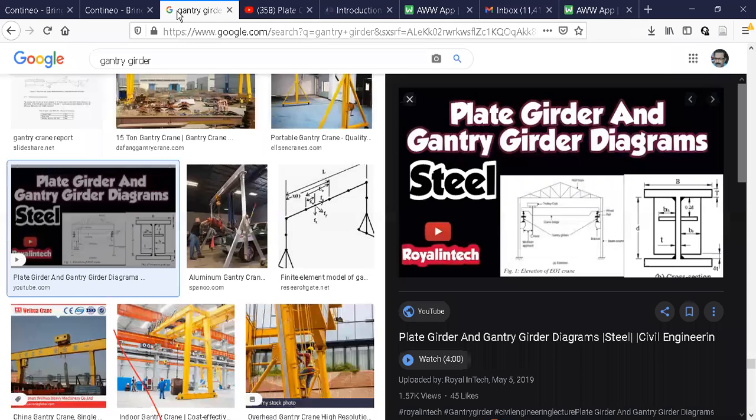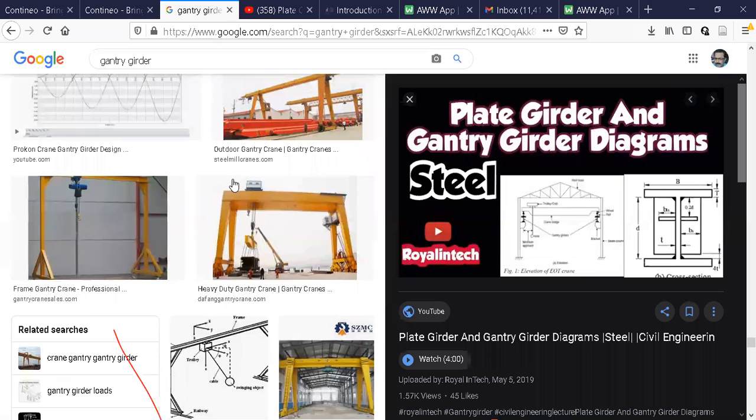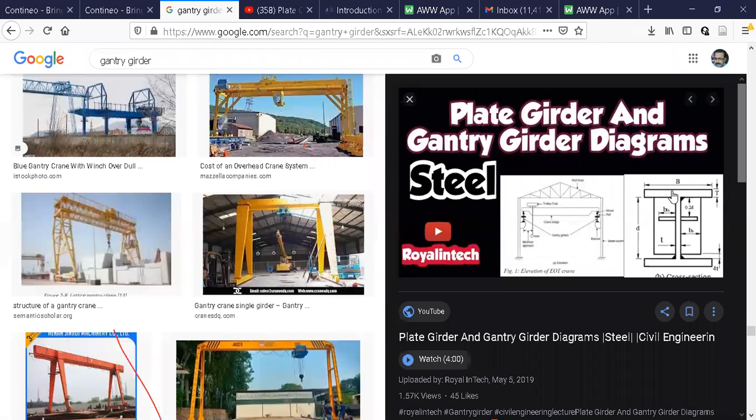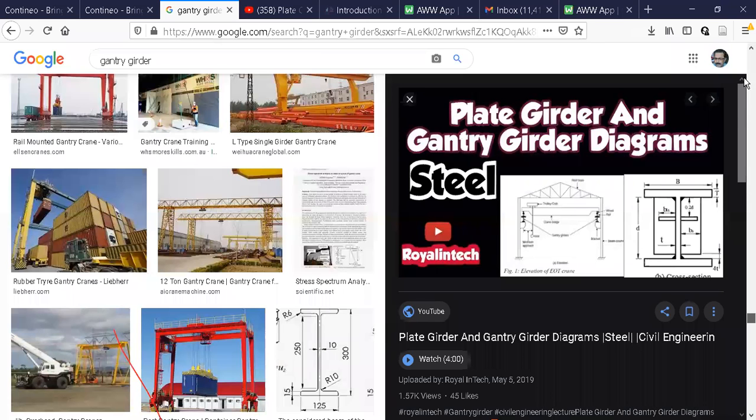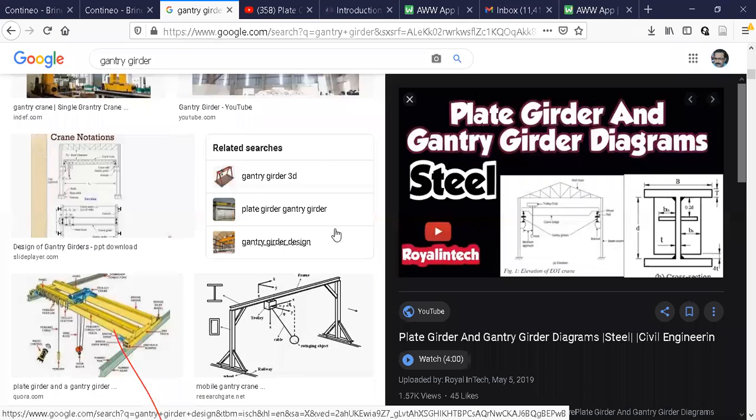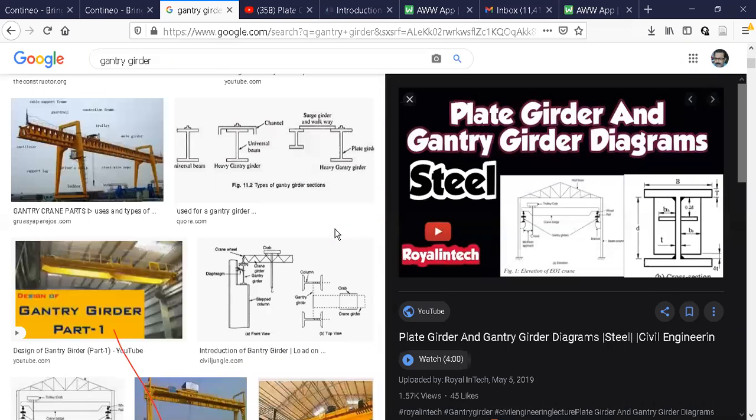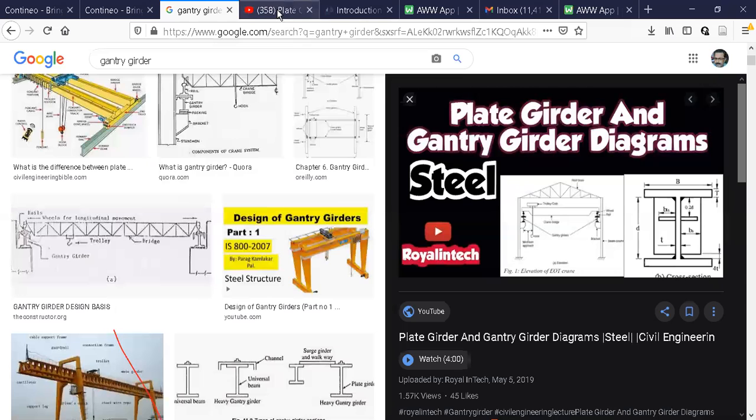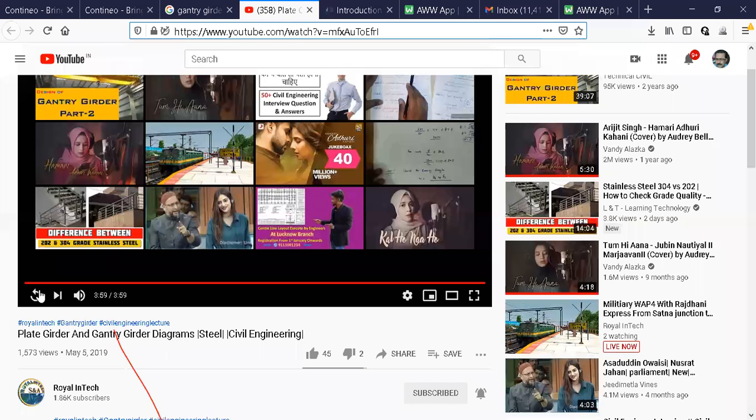If you check gantry girder in Google with images, see this one, what I have done. Are you able to see this, all of you? Just see this one here. Plate girder and see this.